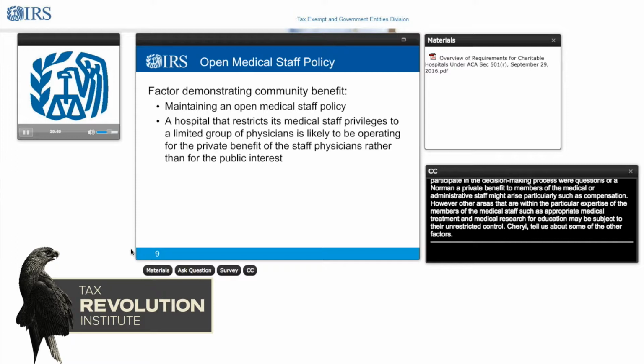Thanks, Cheryl. As we have previously mentioned, Section 501(r)(1) imposes 4 additional requirements that hospital organizations described in Section 501(r)(2) must satisfy to be described in Section 501(c)(3). Specifically, Section 501(r)(1) requires a hospital organization to meet the following requirements. First, the Community Health Needs Assessment requirement under Section 501(r)(3), the financial assistance and emergency medical care policy requirements in Section 501(r)(4), the limitation on charges requirements under 501(r)(5), and the billing and collection requirements described in Section 501(r)(6).